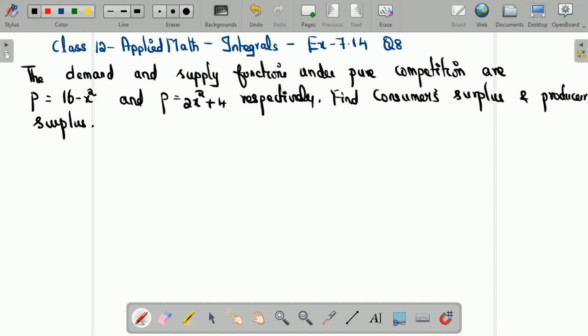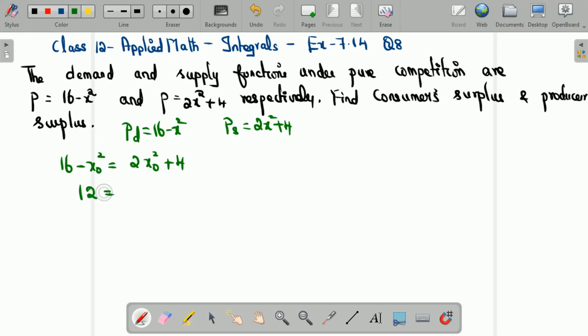Under pure competition, it means that PD will be equal to PS. P is given to be equal to 16 - x², and PS is nothing but 2x² + 4. So let's find out what x₀ is. 16 - x₀² = 2x₀² + 4. If you reorganize, 16 - 4 is 12, so 12 = 3x₀², or x₀² = 4. So x₀ = ±2. However, x₀ cannot be negative, so x₀'s value is going to be equal to 2.